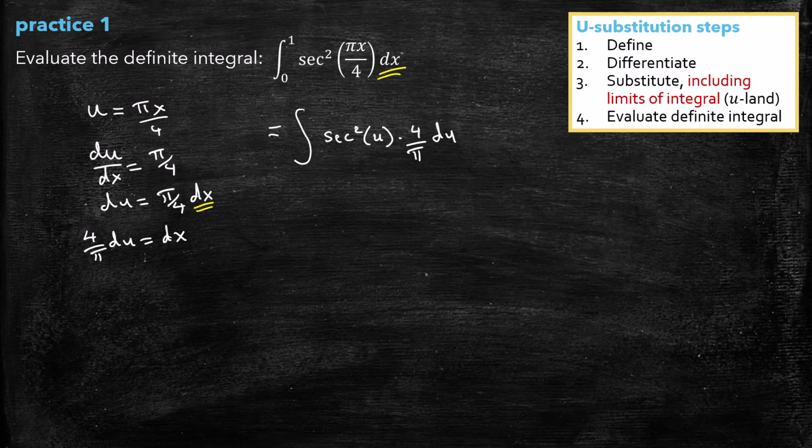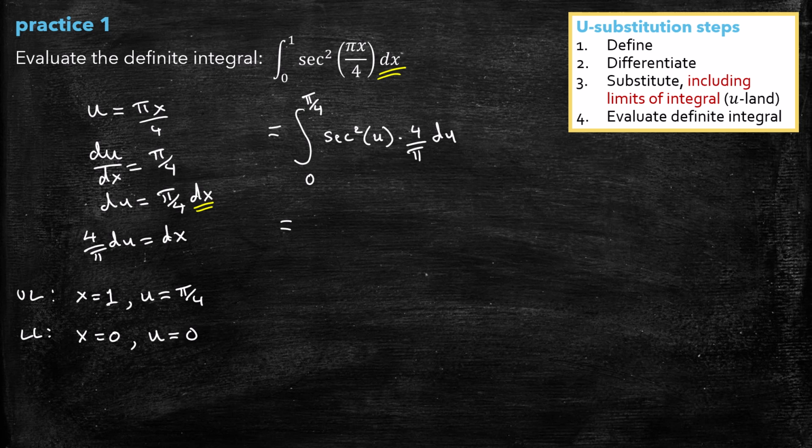And now I need to work on the upper limit and the lower limit. So the upper limit is x equals 1, and if I plug that in, then u is pi over 4 times 1, which is just pi over 4. For the lower limit, x equals 0, u will just be 0. So now I can go and replace those with 0 and pi over 4. Now I have finished step 3, and I'm on to step 4, evaluate the definite integral.